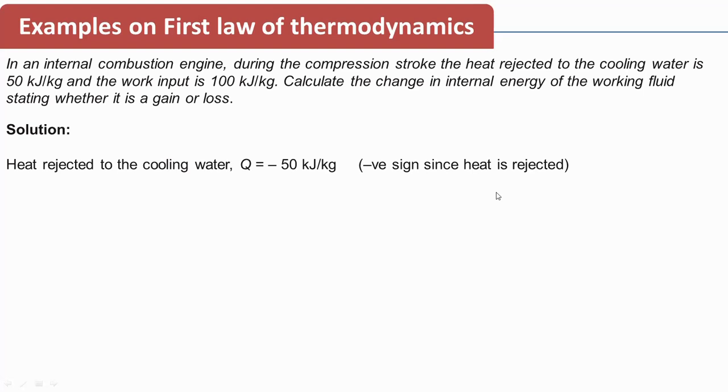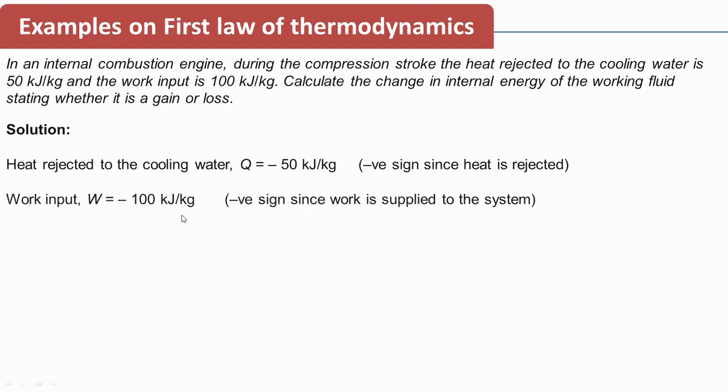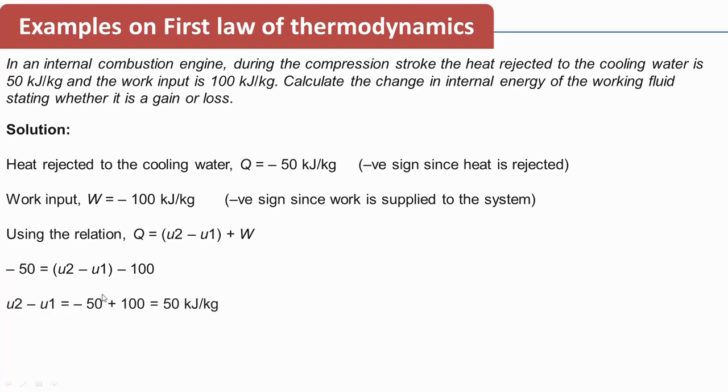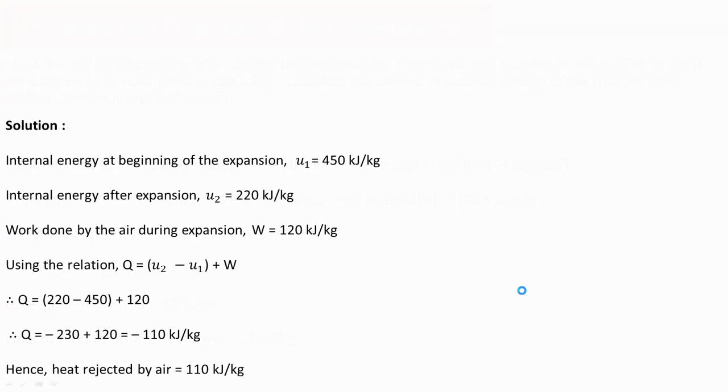Negative sign is used because heat is rejected. Similarly, work is supplied to the system, therefore it is considered as negative work. And we know that Q is equal to delta U plus W, where delta U is U2 minus U1 because it is a state function. So Q is minus 50, U2 minus U1 we have to find out, and work is minus 100. So U2 minus U1 will be equal to minus 50 as it is. Transfer this minus 100 to the other side, it will become plus. So it is 50 kilojoule per kg. And as this value is positive, we can say that there is a gain in internal energy of the system.